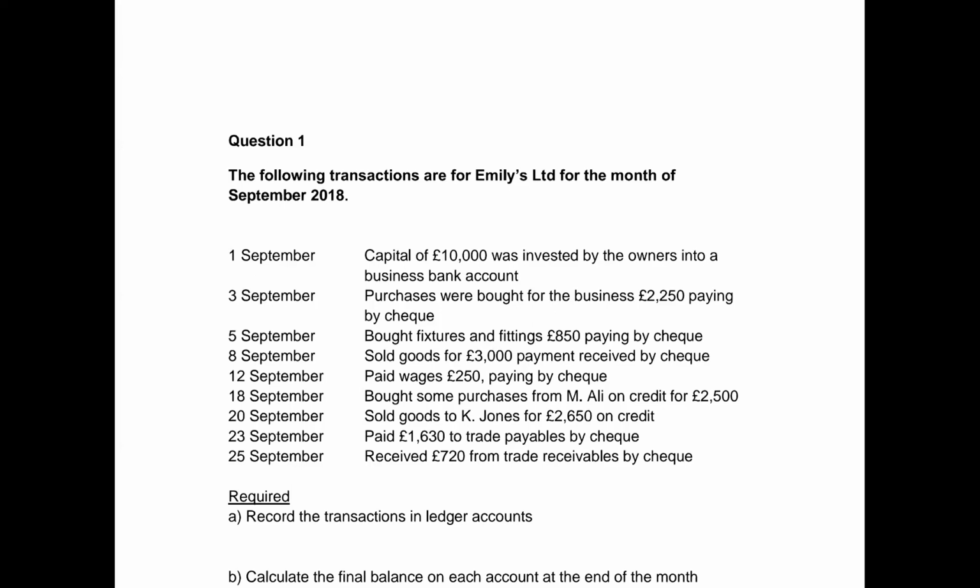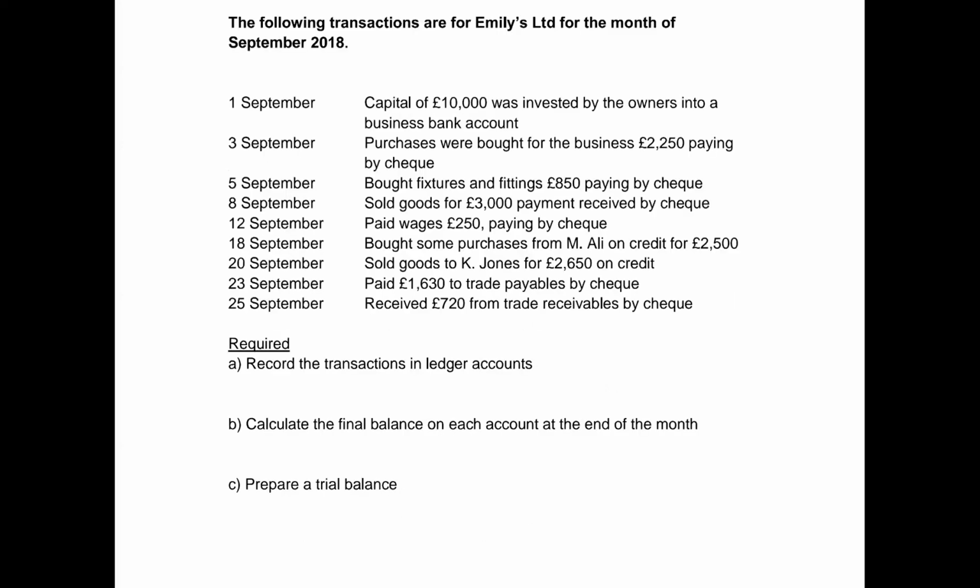So this is a set of transactions that we have just been given, and out of this set of transactions, what is required of us is to, number one, record the transactions in the ledger accounts. Then you calculate the final balance of each account at the end of the month. So in short, question A and B are just connected, so we'll be doing it at once. We open an account, finish making entries, and close it there and then.